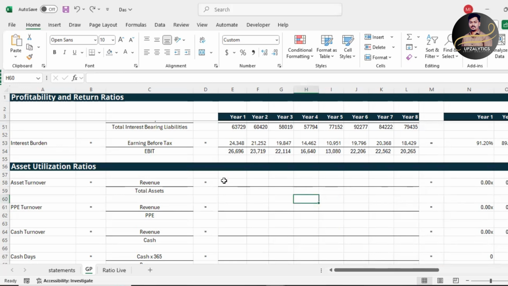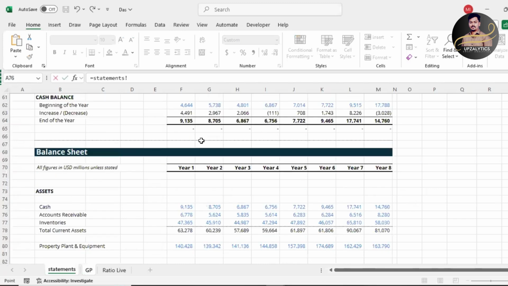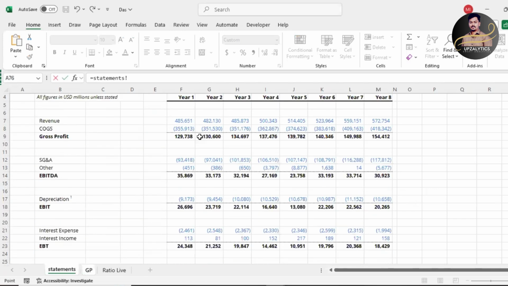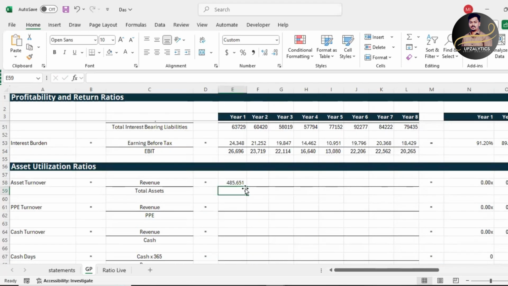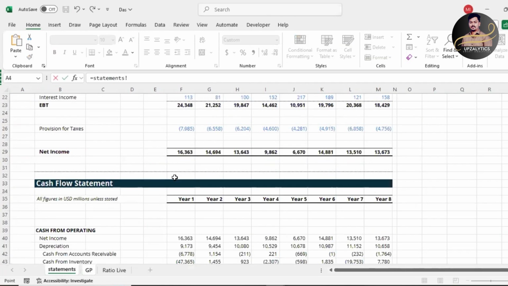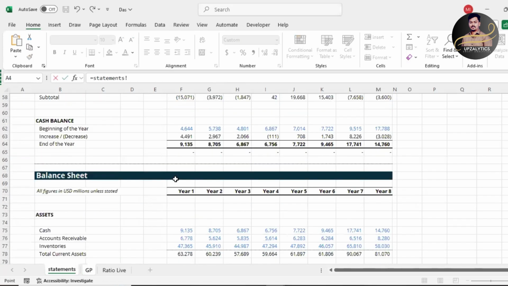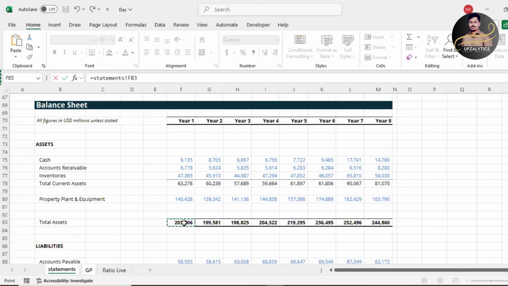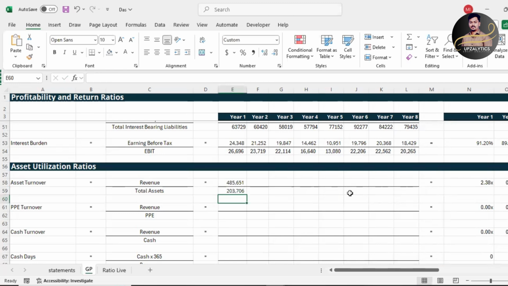Let's calculate the asset turnover ratio. To calculate the turnover ratio, let's take the revenue from the income statement. This is our revenue. Let's take the total assets from the balance sheet. This is our total assets. So here we can see that for one USD of total assets, the company is earning 2.38 revenue.